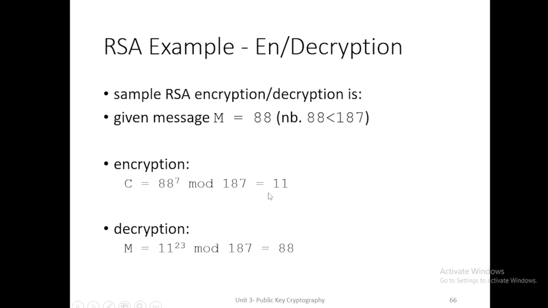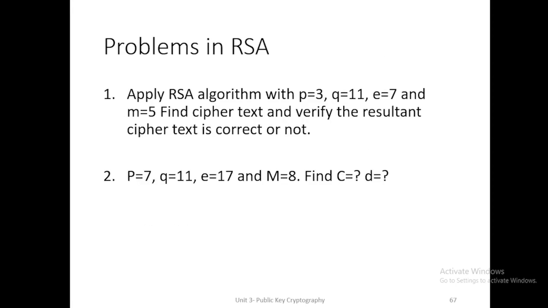For verifying that value, we should do decryption. So C power D, where the C value is 11 and D is 23. So 11 to the power 23 mod 187 gives the plaintext value 88, which is the given plaintext value. In this way, we can implement the RSA algorithm for solving problems.